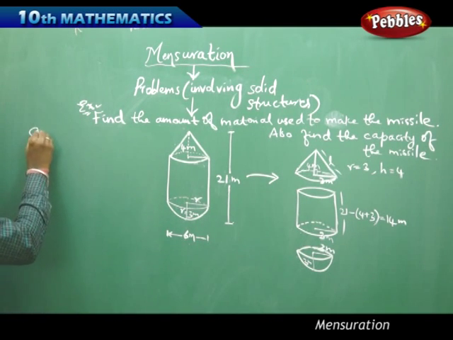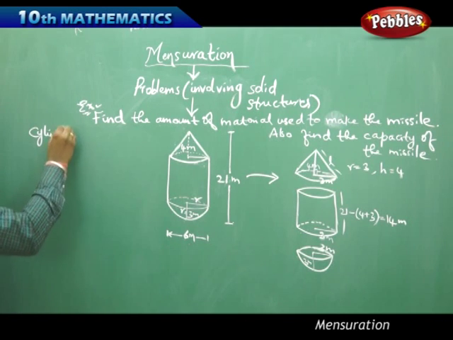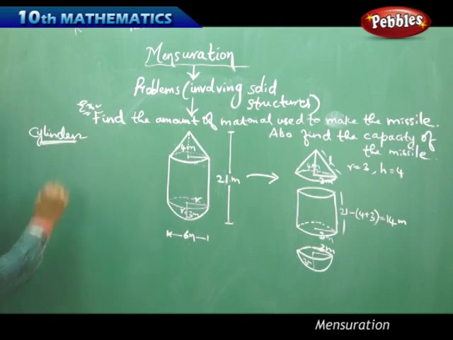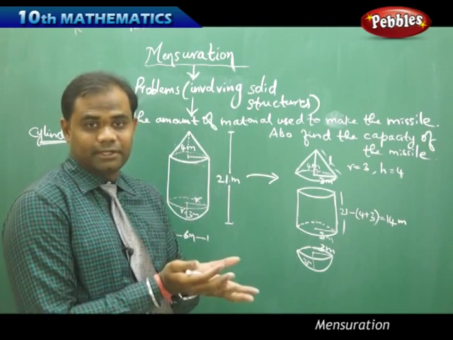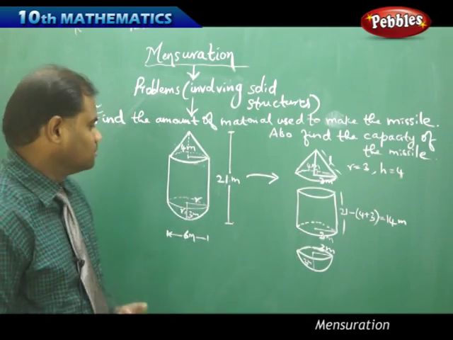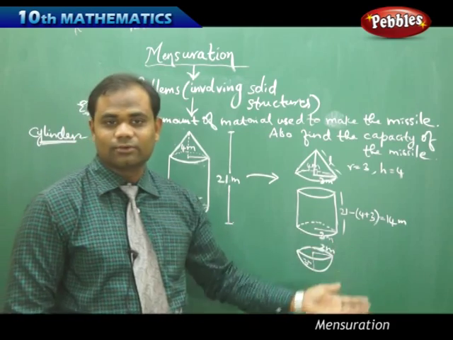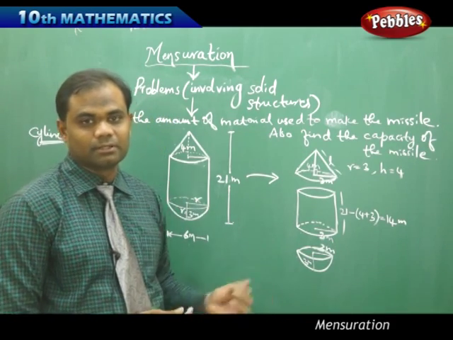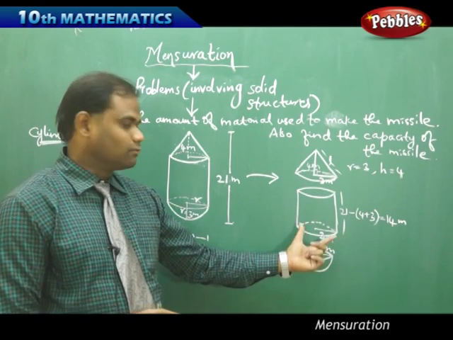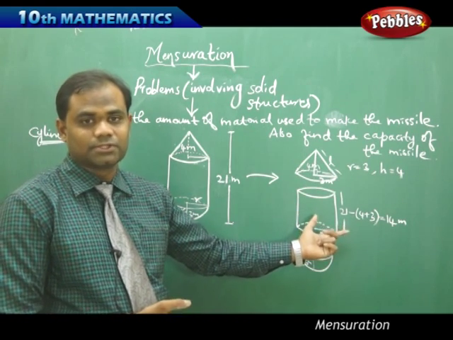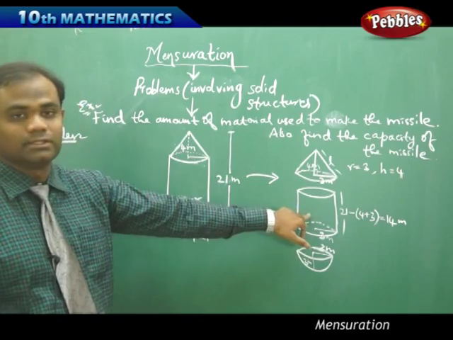So I take the cylinder and I find the area. As I clearly see, I have only the curved surface area which I need to find for the cylinder, because the upper and the lower part of the cylinder are not considered in making the missile. Only the curved part is taken into consideration. Therefore, the TSA doesn't come into existence in case of this cylinder of a missile.